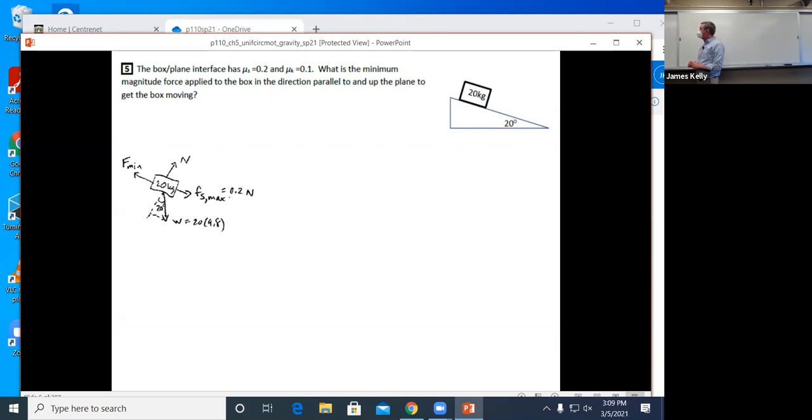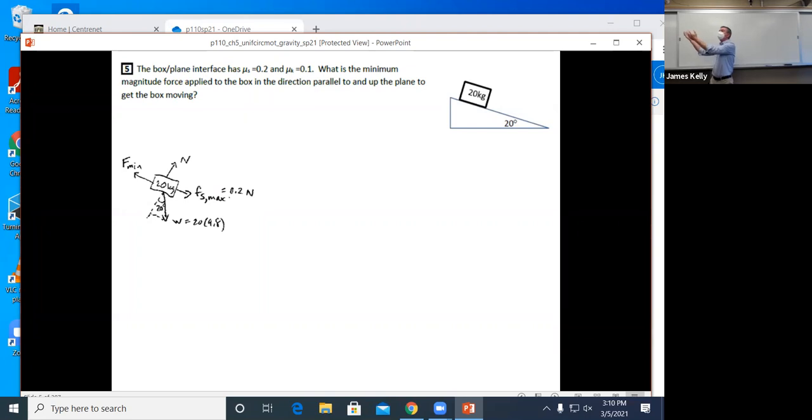Well, the object isn't moving in my free body diagram. The situation is I'm pushing up, but parallel to the plane. And if I pushed any harder, it's going to break free. It's still just barely sticking. It's barely hanging on. So if I pushed a little bit harder, friction couldn't hold on anymore.